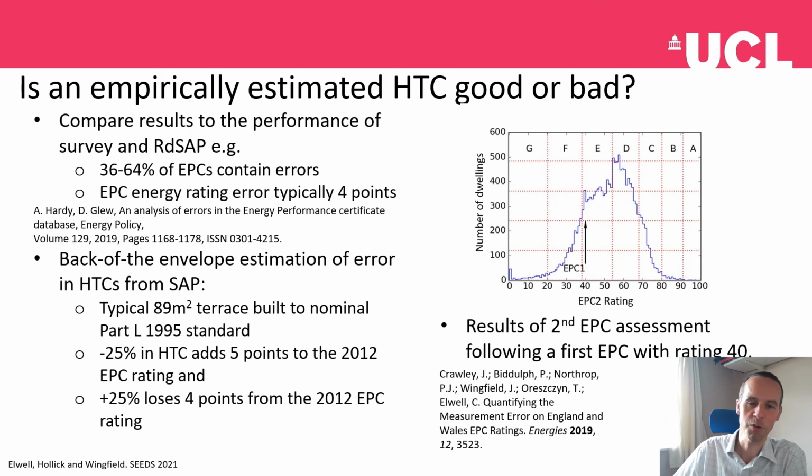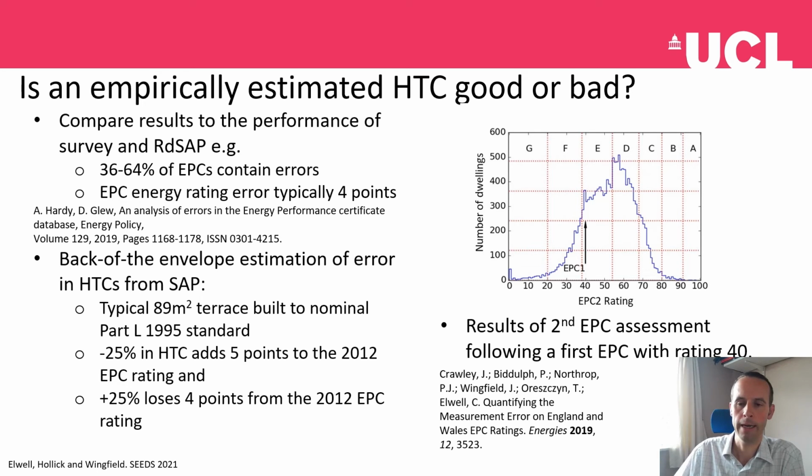Well, what is 4 points? Well, if you take a terraced house built to 1995 standards, if you take 25% off the HTC, that gives you 5 extra points on the EPC rating. But if you add 25% to the HTC, you lose 4 points. So quite significant changes to the HTC associated with that 4-point difference.